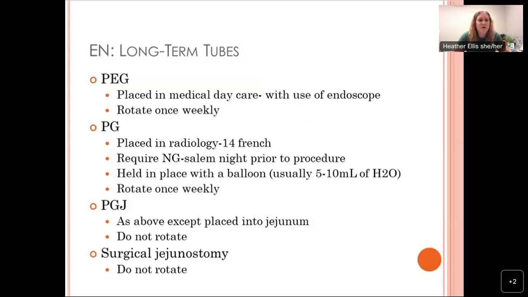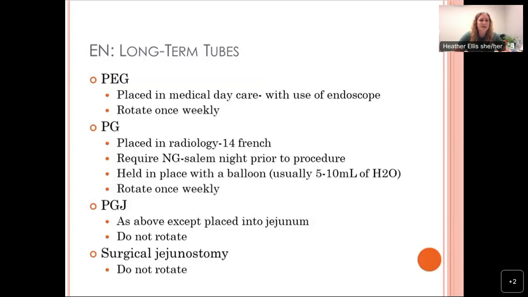And here we have our long-term tubes. For our PEGs, those are placed in medical daycare with the use of an endoscope. And we generally rotate those once a week right from the get-go. That helps with the healing process and helps to avoid buried bumper syndrome.